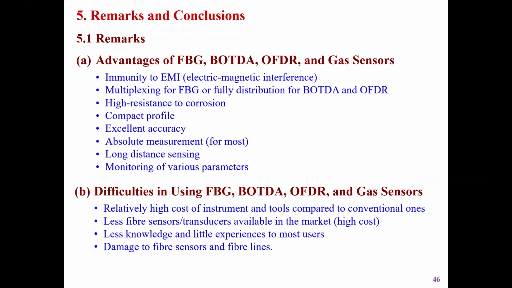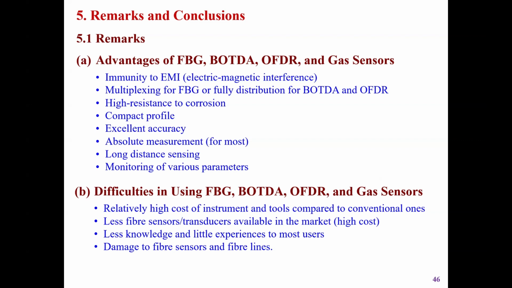Now, remarks and conclusions. Number one, we have to know the advantages of fiber Bragg gratings. This is based on Brillouin distributed sensors, or Rayleigh scattering, or gas sensors. All these kinds of sensors have a common advantage: immunity to EMI. That's the advantage, and for some cases this is very important. Also multiplexing, one line, multiple points, which is different from the conventional one, or fully distributed. One fiber can measure strain and temperature at 1 millimeter, high resolution in space. It's good.